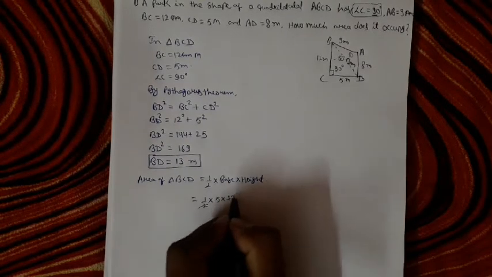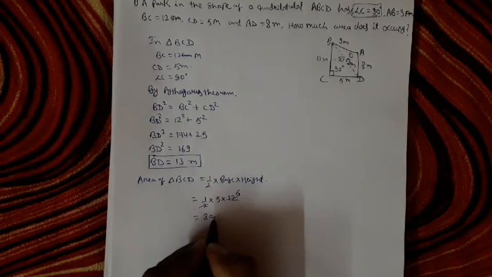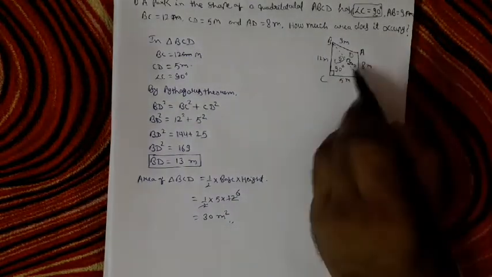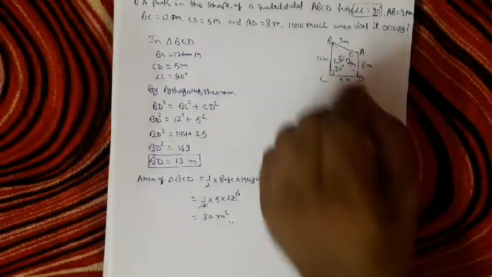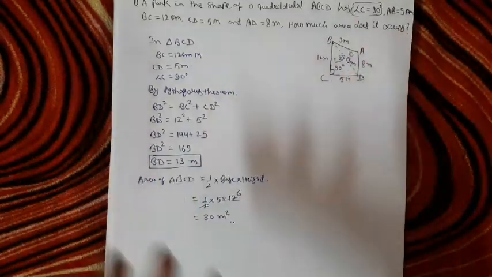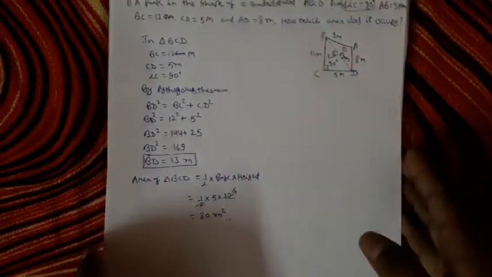12. So 2 cut 12 6 times will get what? 30 meters square. This will be the area of this part. Now we'll find the area of this part. Why have I taken this formula? Because one angle is 90 degrees. That's why we can use the area of right angle triangle formula.